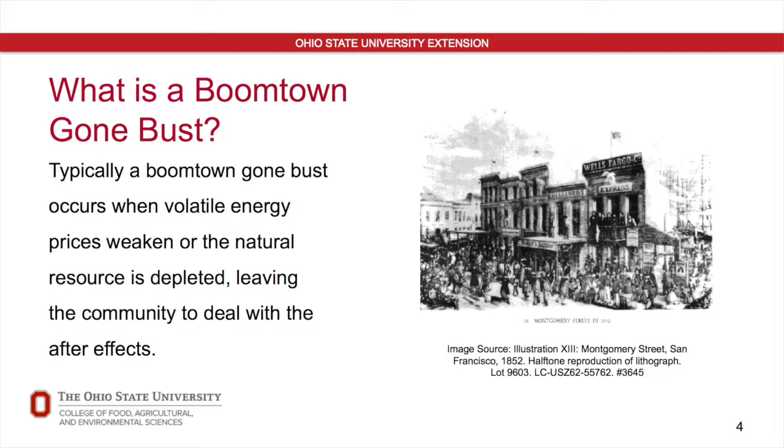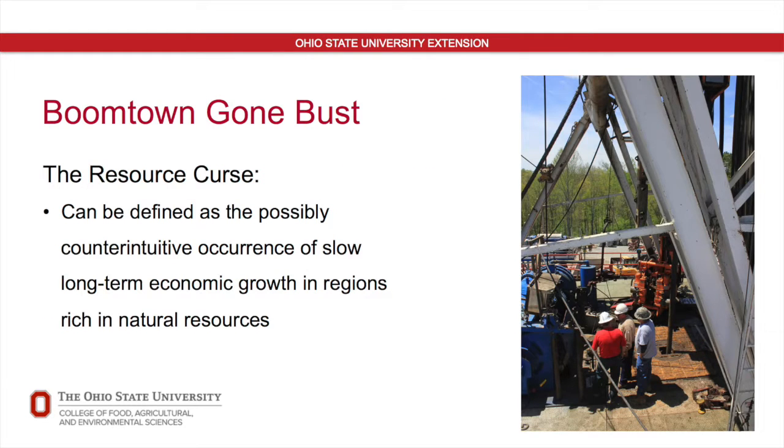This phenomenon is often referred to as the resource curse and provides the catalyst for a boomtown bust. While an abundance of a natural resource, such as oil and gas, should enhance economic activity and reduce poverty, it has, in some instances, increased poverty, weakened local government, and undermined sustainable economic development. This situation is often referred to as the resource curse.